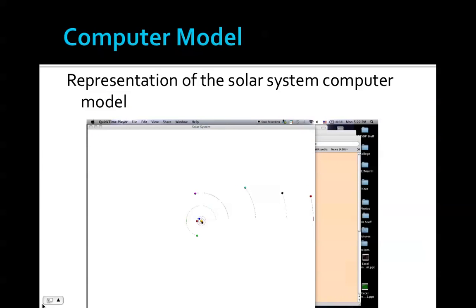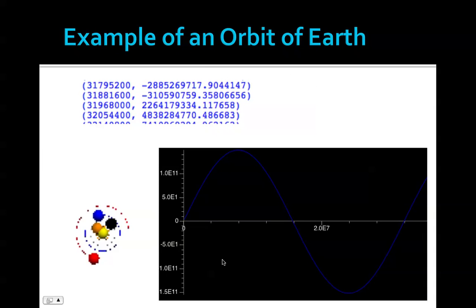Here's a representation of what the computer model looks like after running a bit of my code. As you can see, some of the planets are orbiting around the sun more than others since their velocities are faster. Here you're able to see a picture of how Earth has made one complete orbit around the sun, and the Earth is the blue one. I included code so that there would be a trail behind the planet.